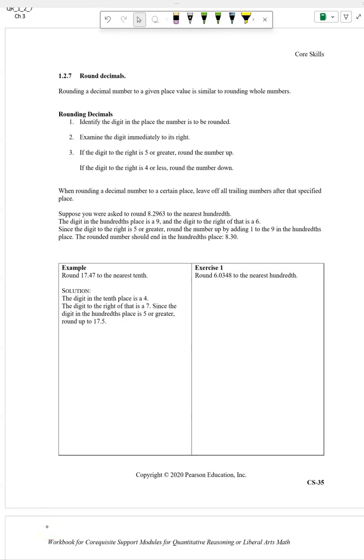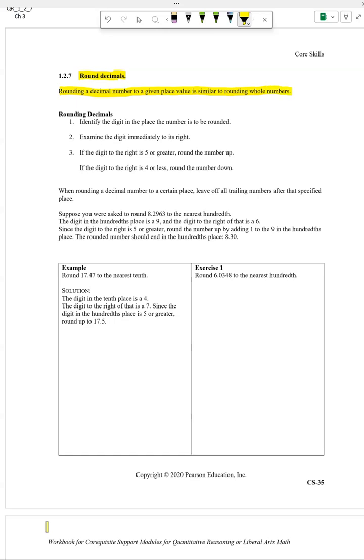Okay guys, let's talk about rounding decimals. I know historically this has been difficult for some students, so I want to definitely touch on it with you guys. So rounding decimals. Rounding a decimal number to a given place is similar to rounding whole numbers, okay?